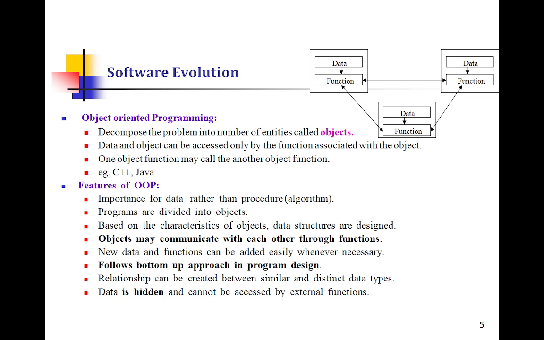Now let us discuss the features of object oriented programming. The first is that it gives importance to data rather than procedures. Rather than focusing on algorithms, it mainly focuses on the accessibility of data and functions. Programs can be divided into a number of objects. The important point is that objects may communicate with each other through functions. From this diagram you can easily understand that more than one function is there. By using objects, we can access any particular function within the class, or functions can communicate between more than one class.